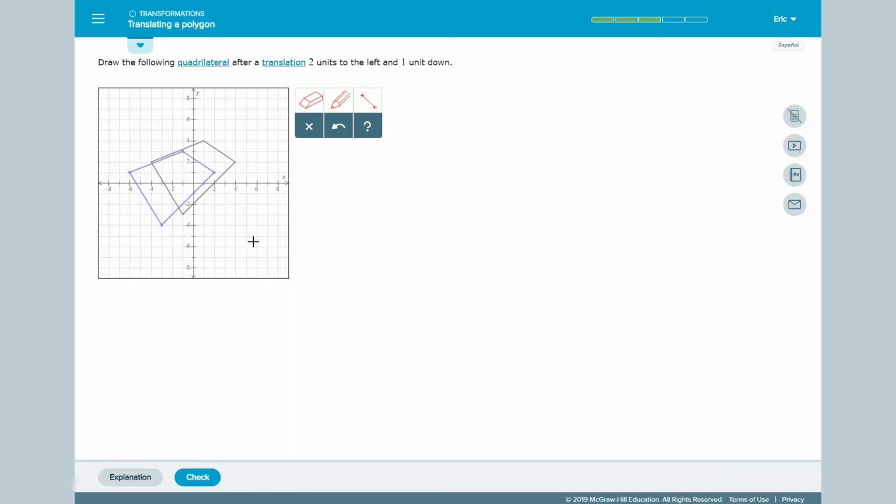Whatever makes you feel more comfortable, so long as you connect your dots in the right order, problems like these should not be a problem for you at all.